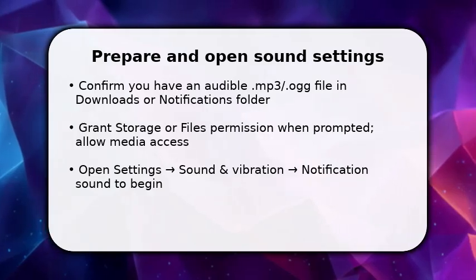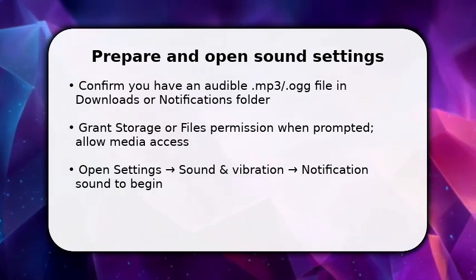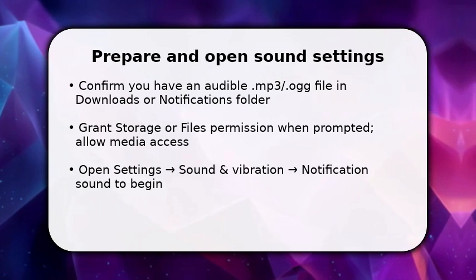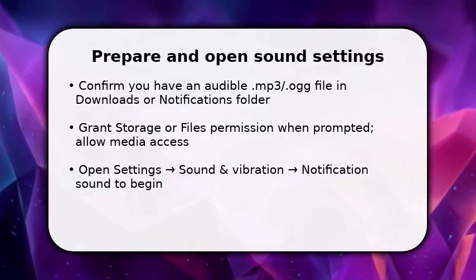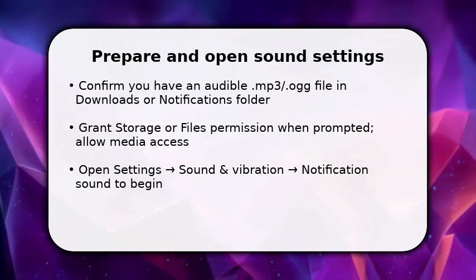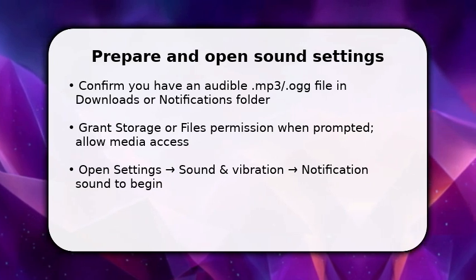You start by making sure you have a compatible audio file ready and permissions granted. Once the file is in Downloads or the Notifications folder, open Settings and go to Sound and Vibration. Tap Notifications sound to see default options. This is the first place to change your global tone.